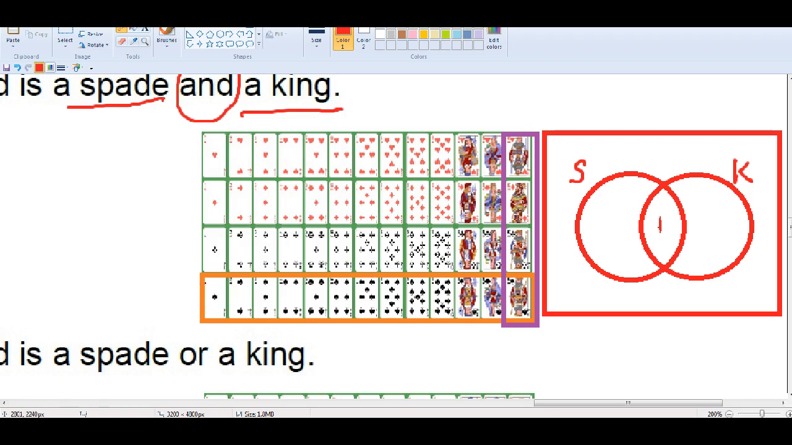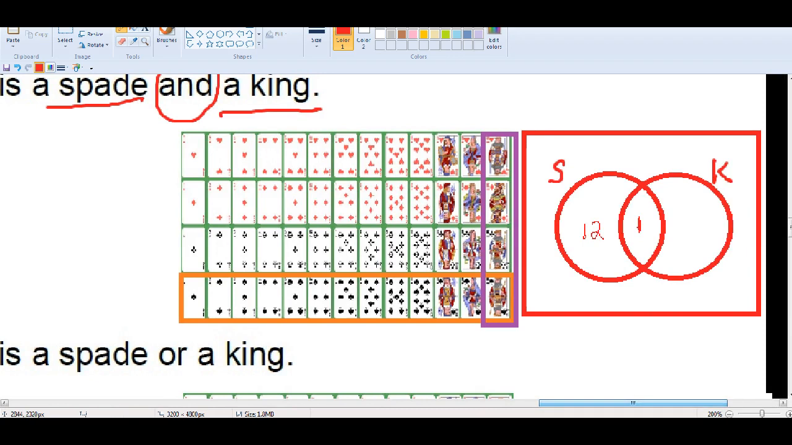And so how many cards which are spade but not king? There are 13 of them in spade, but now only 12 which are spades but not king. How many kings? There are 4, but there's only 1 spade king, so 3 of them are not spades. So how many cards are not spades nor king? Those are the rest of them. So should be how many of them? Each suit has 3 of them, so should be 33.